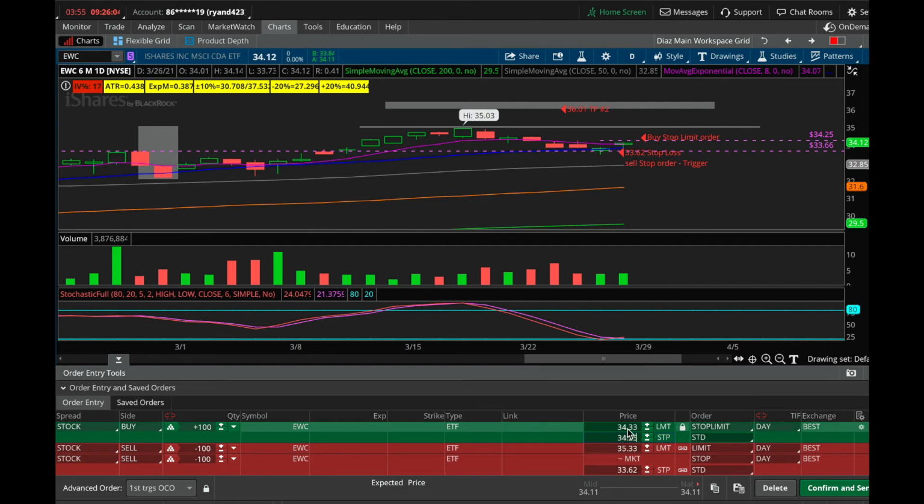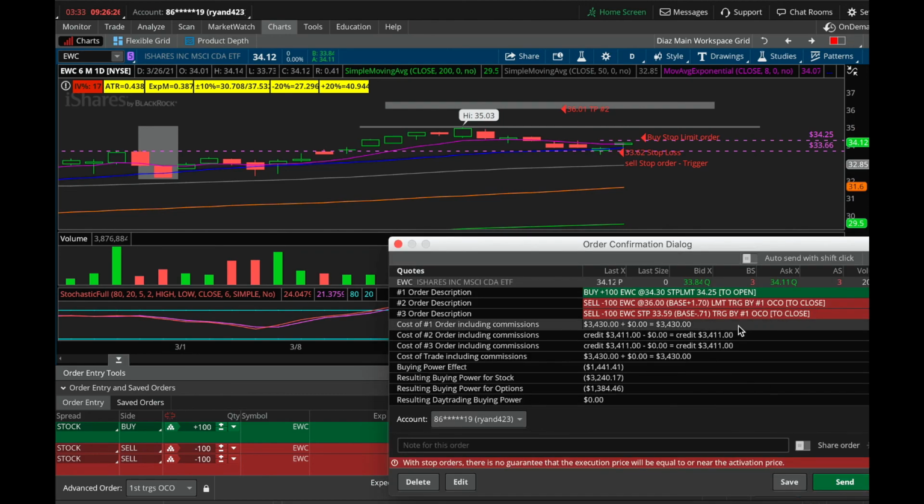34.25. Well, we don't want to pay more than 34. Let's see. Let's give it like a 10, or no, we'll do a 5-cent run. 34.30. Our target price will be that second TP of 36. We'll just say 36 even. 36 even. I'm going to confirm and send. And that's it.